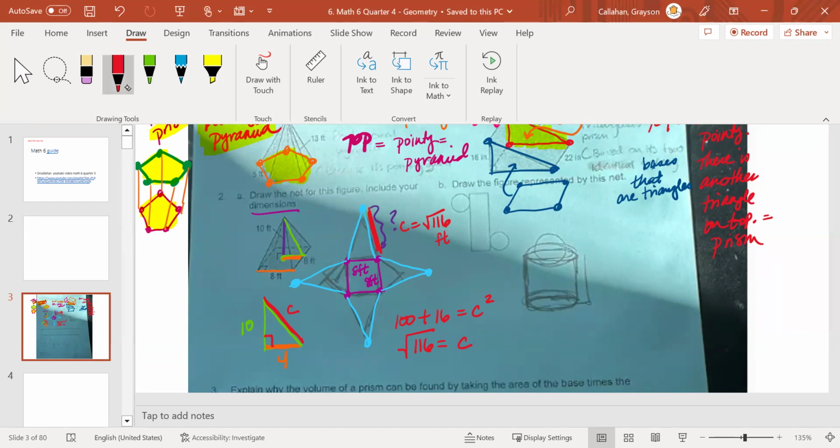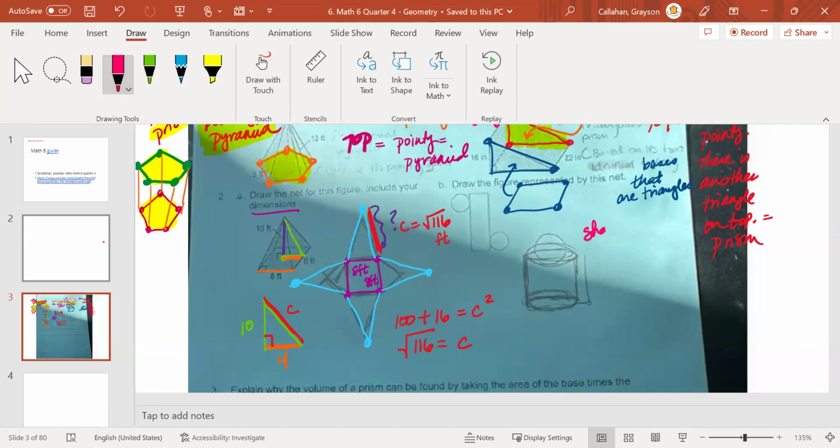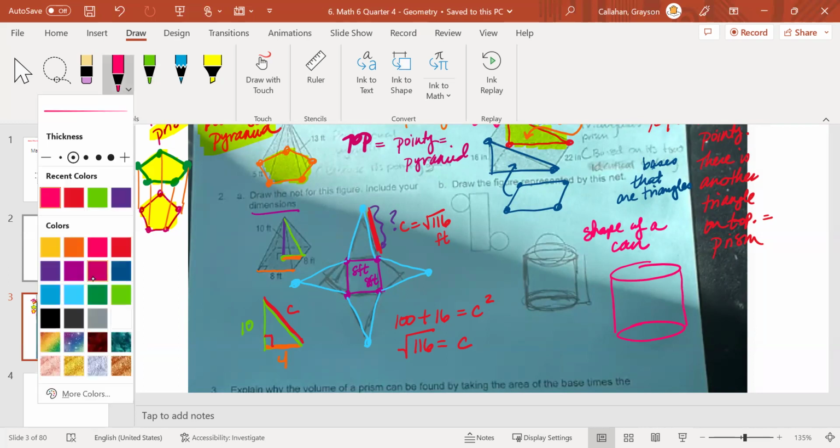Okay, B, what does it ask you to do? Draw the figure represented by this nut, right? It's gonna be the shape of a can. You need to write that down. So I'm gonna draw like this, similar like that. You need to redraw your picture right there, and we're gonna label the dimensions. Are you ready? What are some of the pieces that's affiliated with this can?